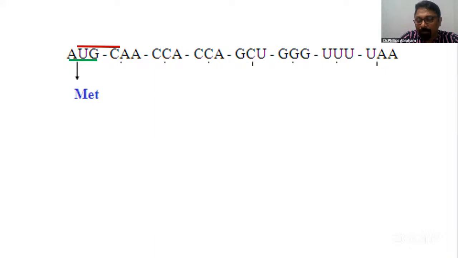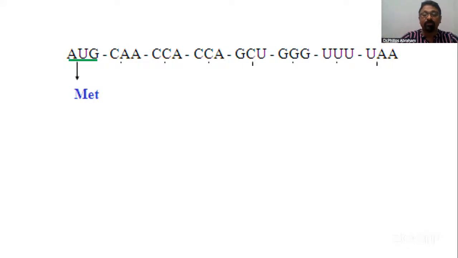We can't do this. There's non-overlapping. We first read the AUG, then that is over. Then you should read the next three, CAA. So that means there's no space, no punctuation between. So the genetic code is non-punctuating. This AUG is there in every organism, every animal. AUG means methionine. So the word is universal. And as I said, non-overlapping. So the word is consecutive.